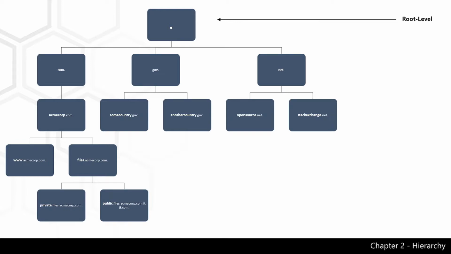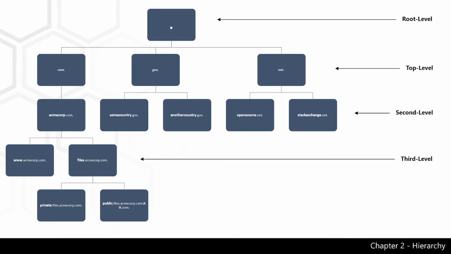At the top of the hierarchy there's the root level, which is just the dot and you rarely come into contact with it. Below that there's the top level, which is usually in practice the top level you're using. That's how you can remember it. Below that the second level, the third level, etc.